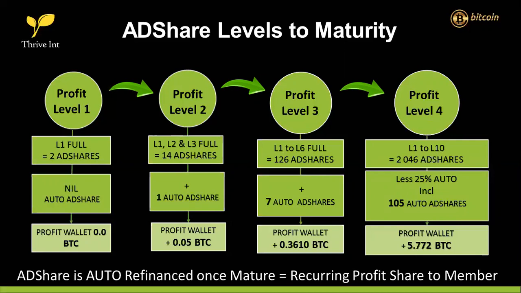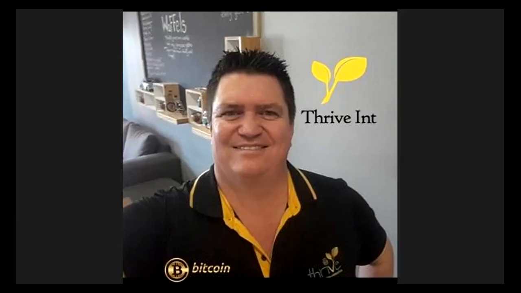But in Thrive International, we want people to cycle fast, and we want people to earn fast. And that's why we've developed the App32 program. And the App32 program will feed this force matrix structure with more Adshares. So let me introduce you to the App32 program.